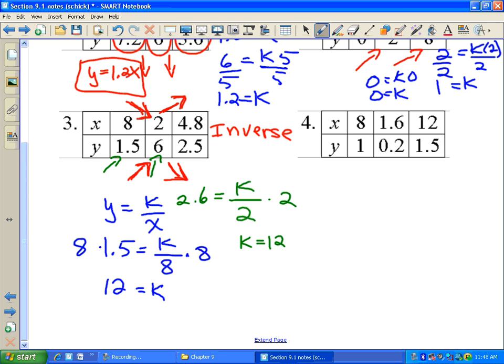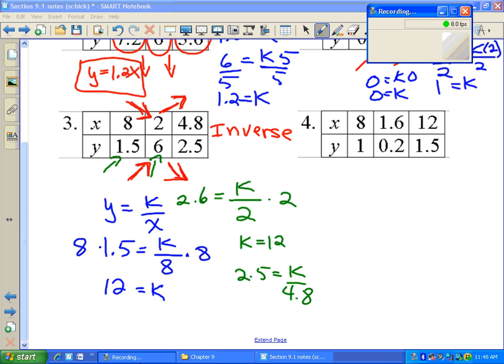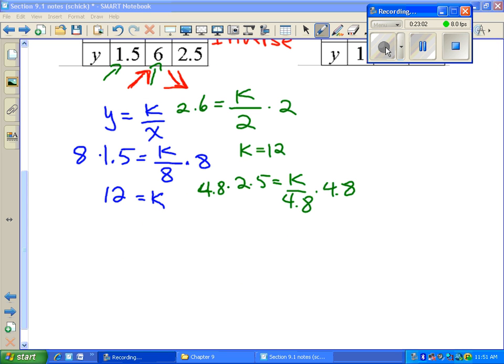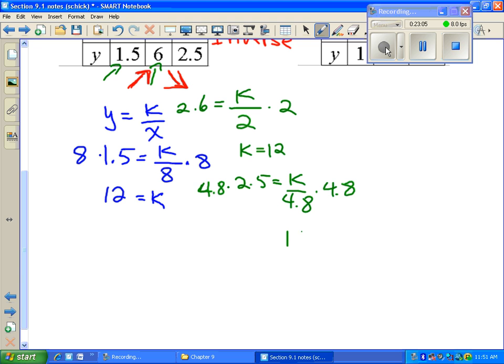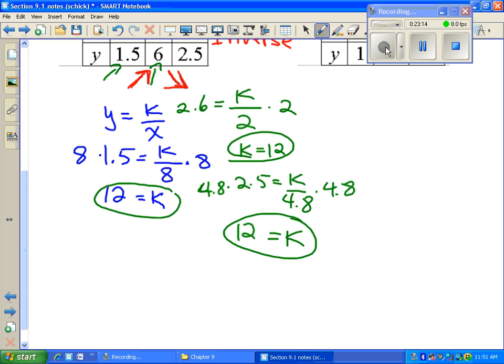Let's try the last one. What about 2.5 is equal to k divided by 4.8? Well, if I multiply both sides by 4.8, I get k is equal to 12. All my k's are the same. 12 is equal to k, 12 is equal to k, 12 is equal to k. So this is inverse variation, y equals 12 divided by x.